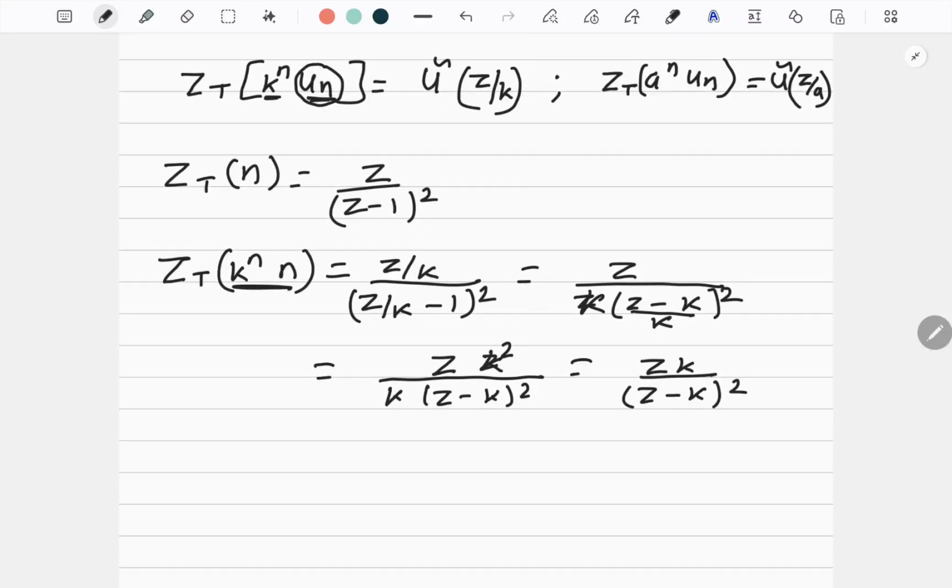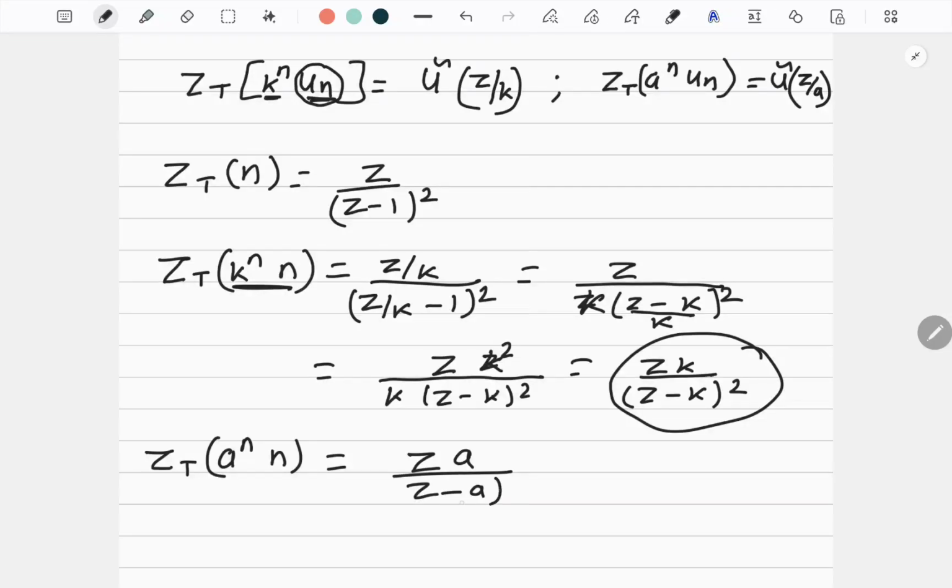Understood? Now see, I'll do a modification to make it more clear. Suppose I am asking the Z transform of, instead of k, a to the power n into n. So what you have to do in this formula, in place of k, you write a. So z a upon z minus a whole square. If you are not okay with this, you can start from here also and derive it like this. In place of k, you have to just put a.